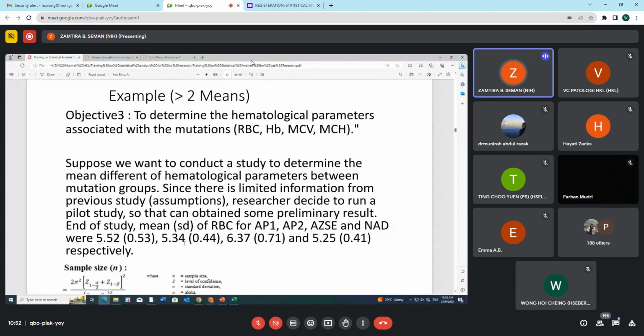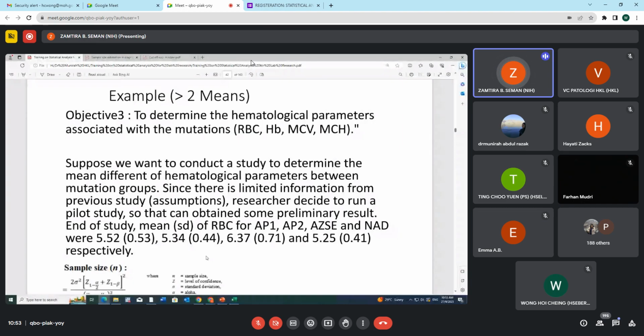Then from that pilot group, you run descriptive, try to get this. Once I want to test a mean difference, then I need to have this mean and standard deviation. If I want to run two proportion, make sure this is percentage. Let's say I want to know the percentage of having AP1 compared to AP2 compared to AZSE, by male and female, something like that. Then that involves two proportion.